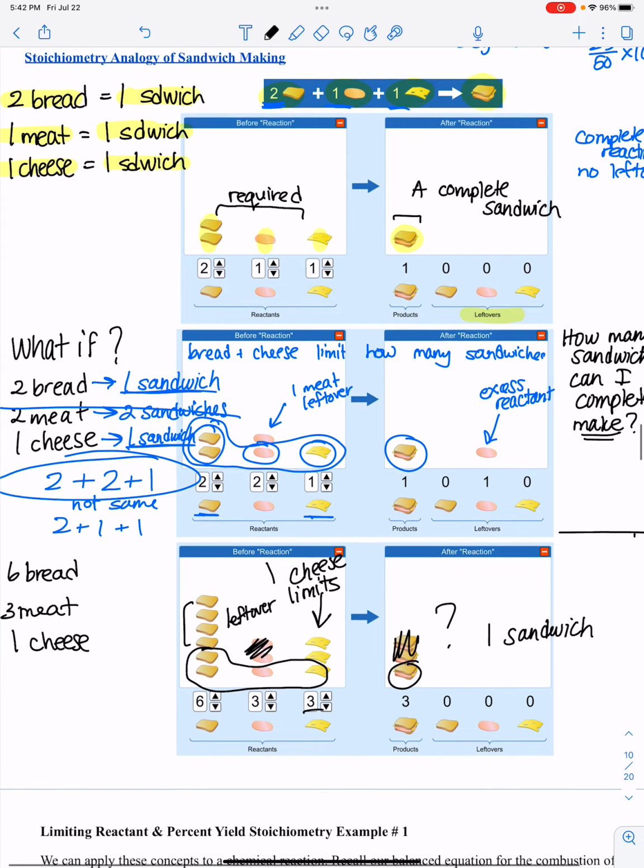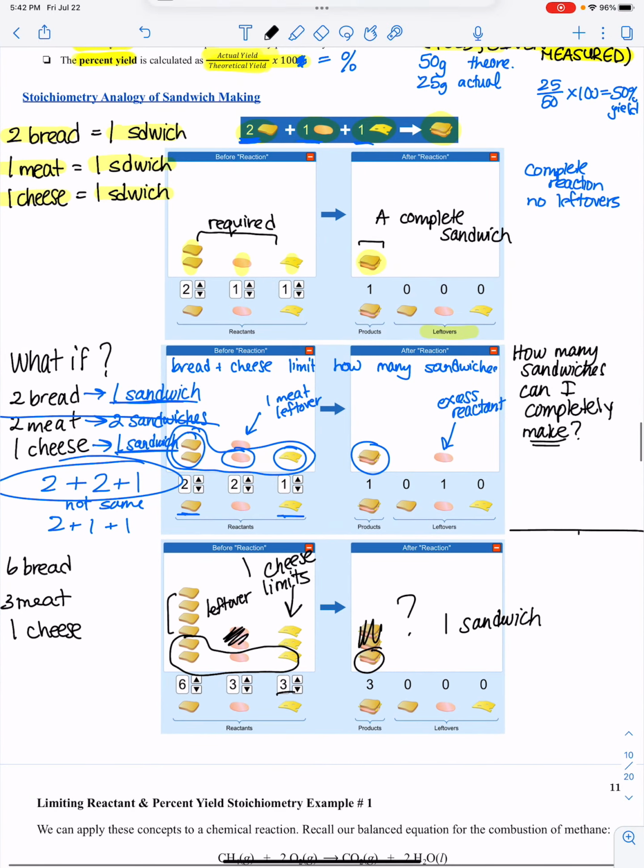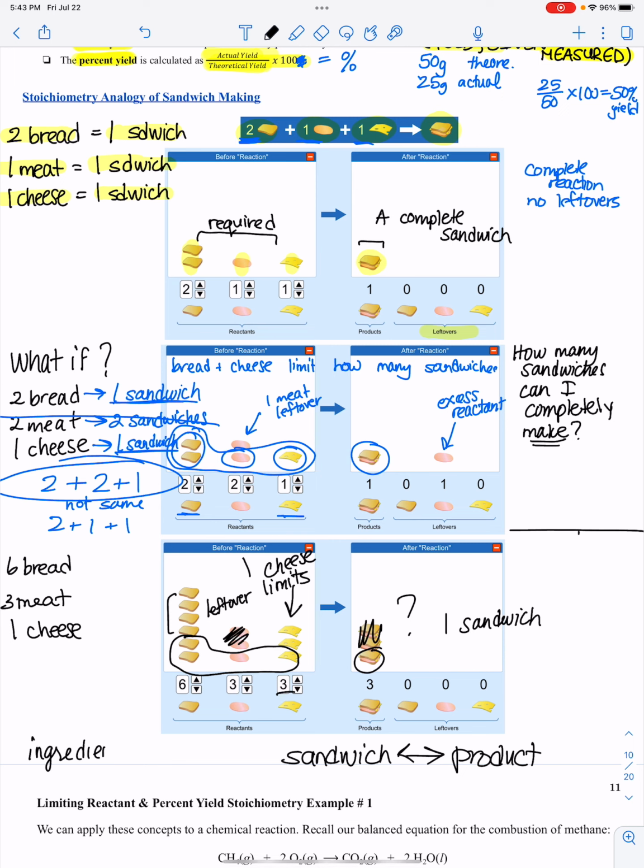So I'm hoping that you didn't get a little hungry as I was doing this analogy, but I wanted you to think about making complete sandwiches. The analogy here is a sandwich is kind of like a product in a chemical reaction. Your ingredients are kind of like your reactants.